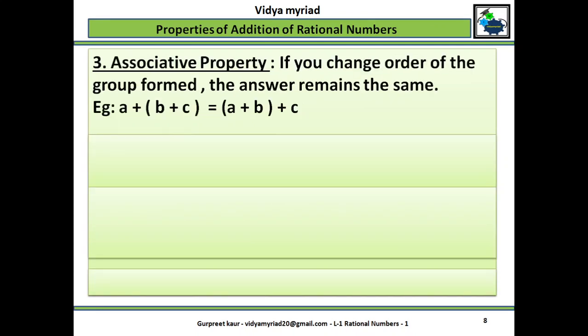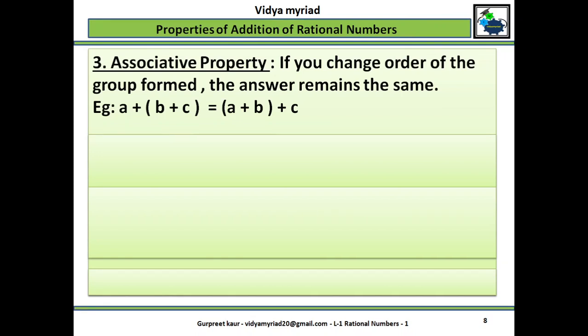Next, associative property. Here also, in this you have three rational numbers which you are supposed to add. Now here what I do is, I will form a group. Now if you look into the example, I have A, B and C. These are three different rational numbers. In the first case, I have made the group of B and C. In the second case, I have made the group of A and B. But in both the cases, my answer will remain the same.